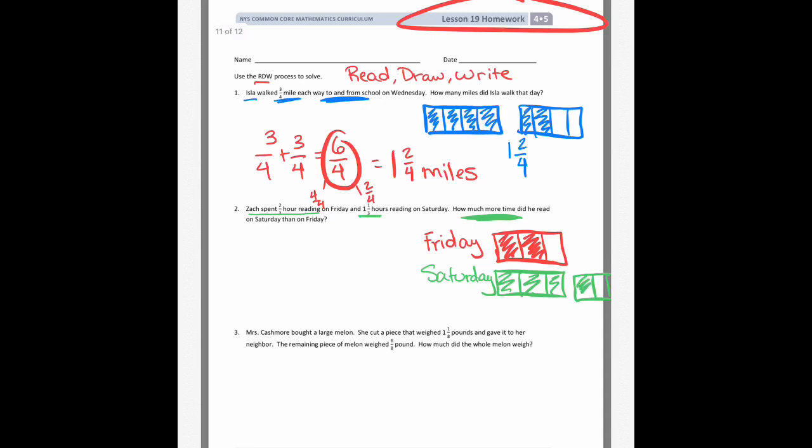of another hour. So I could tell that it's 2/3 more just by looking at the picture, but let's also write an equation to check. So I'm going to have my 1 1/3 hours that he read on Saturday, subtracting the 2/3 that he read on Friday. And in order to subtract, I need to turn my mixed number into a fraction greater than 1. So a whole is equal to 3/3 plus that 1/3 is going to give me 4/3. So now 1 1/3 is 4/3 minus 2/3. And I'm still going to get 2/3 of an hour. So he read 2/3 of an hour more on Saturday than he did on Friday.